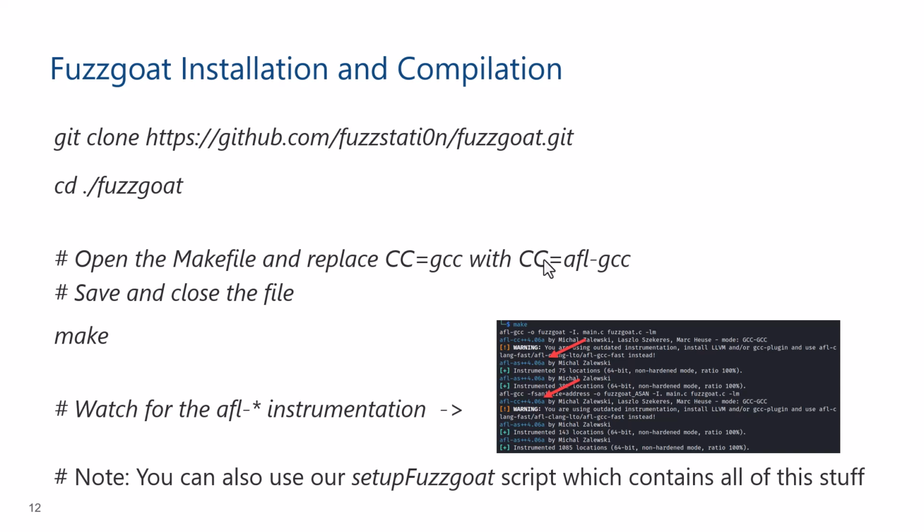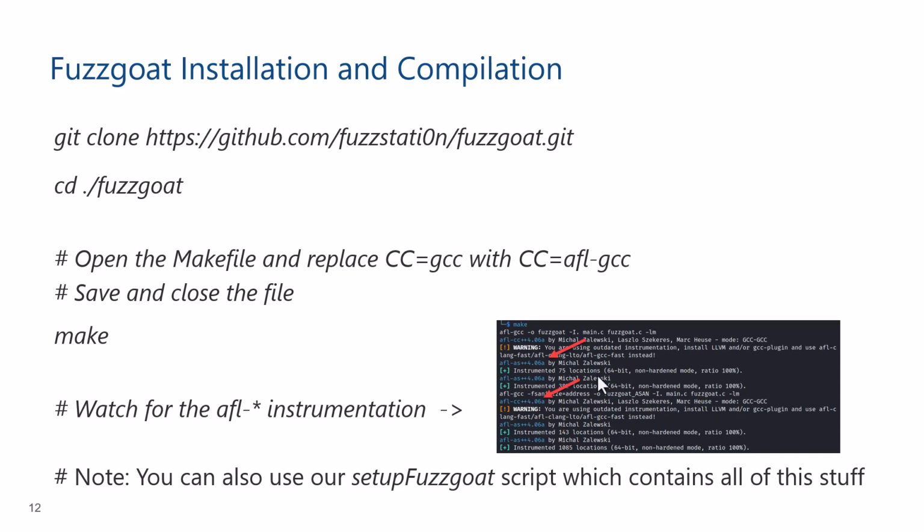Open up your Visionaire makefile and replace your GCC with AFL-GCC. Save and close that file. Run make. Don't do a make install. We're just going to run everything in the local directory accordingly. I don't know if there even is a make install.